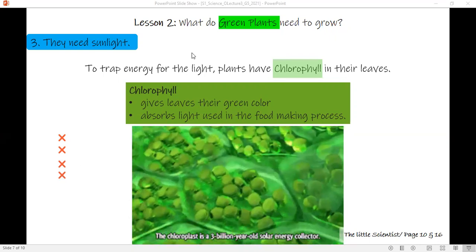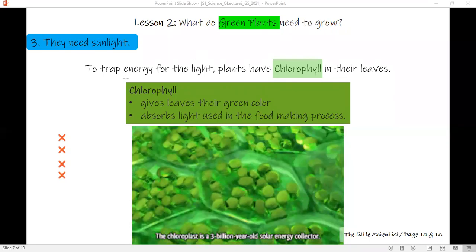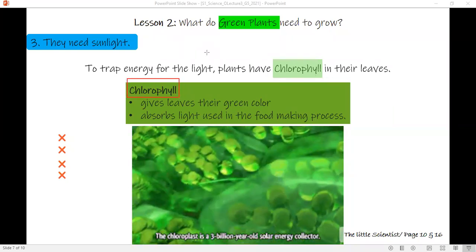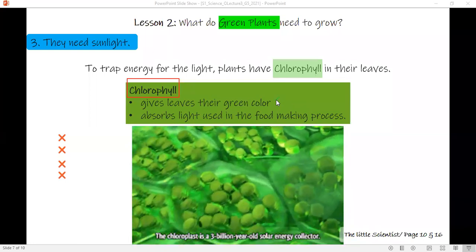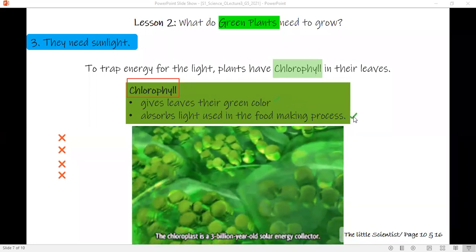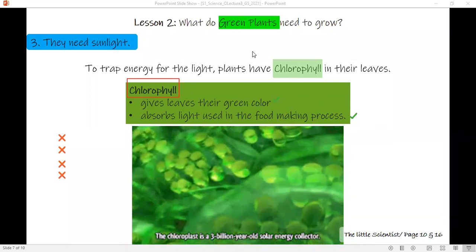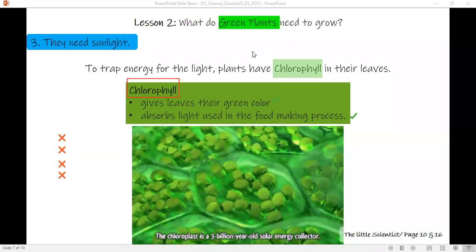Chlorophyll is important. It is found in the leaves of a plant. It has two functions. The first one is to give the plant its green color. The second one is to catch sunlight energy needed for photosynthesis.